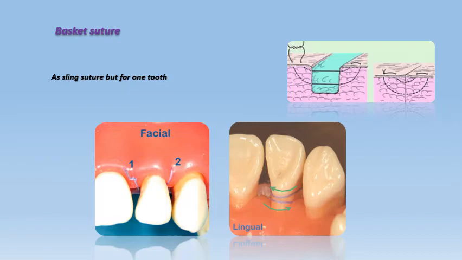I go from the facial or labial side, I go around the lingual side of the tooth, and then I go through the labial side on the other side of the tooth, and I go back along the lingual side, and I will finalize it again on the first labial or facial side. I rotate around the tooth.